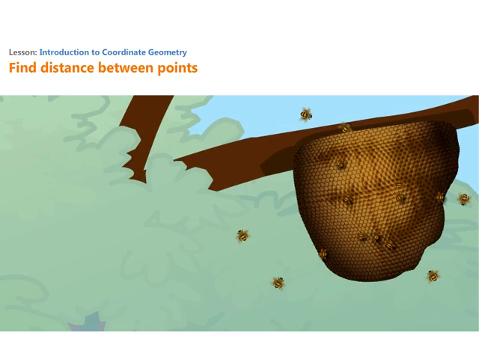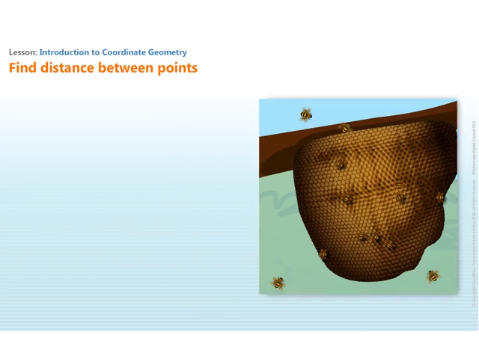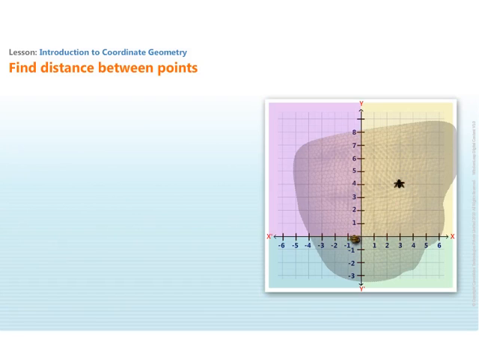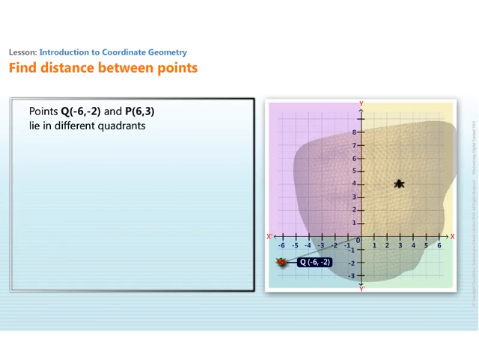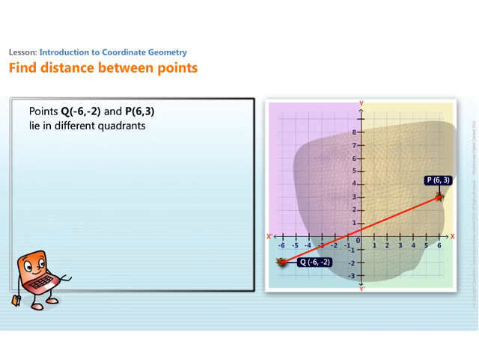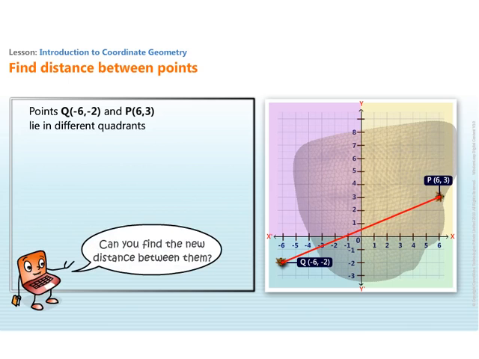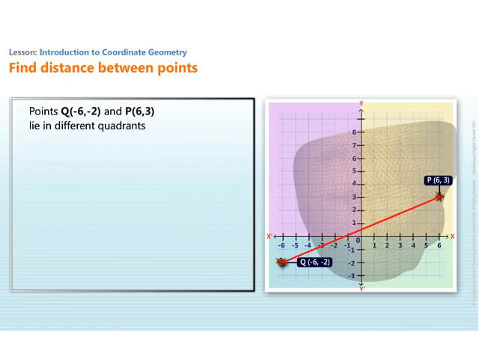Now, let us find the distance between points in different quadrants and not lying on any coordinate axis. Suppose D moves from the origin to a point Q (-6, -2) and Lee moves further to a point P (6, 3). Can you find the new distance between them?